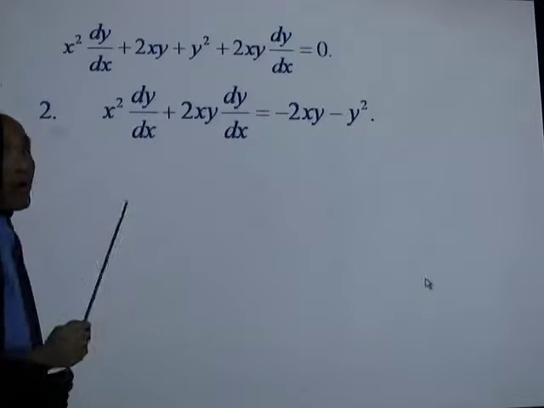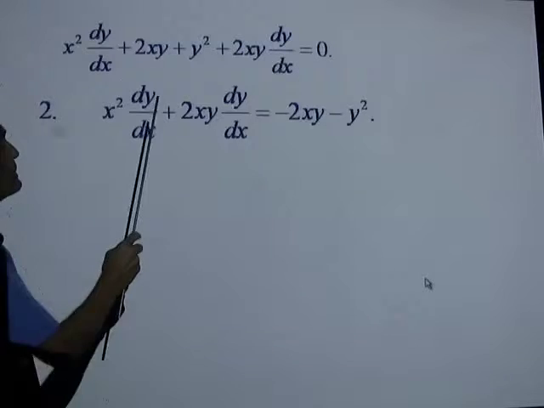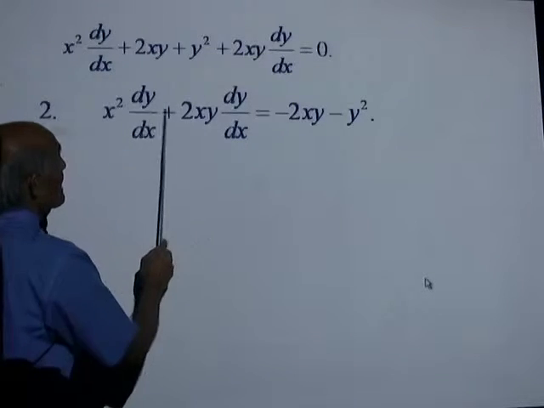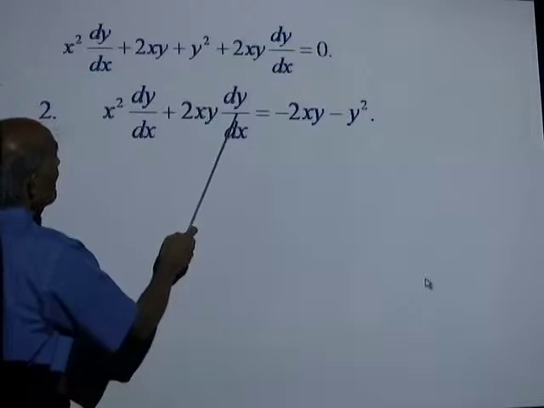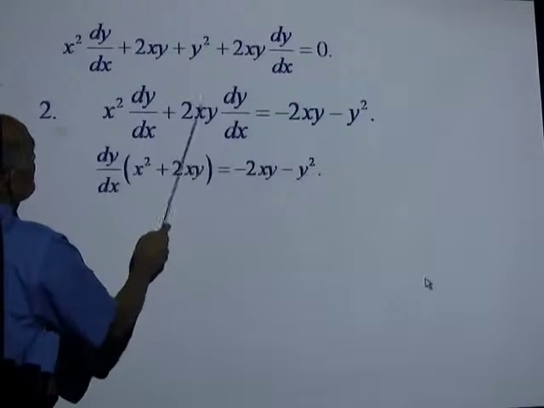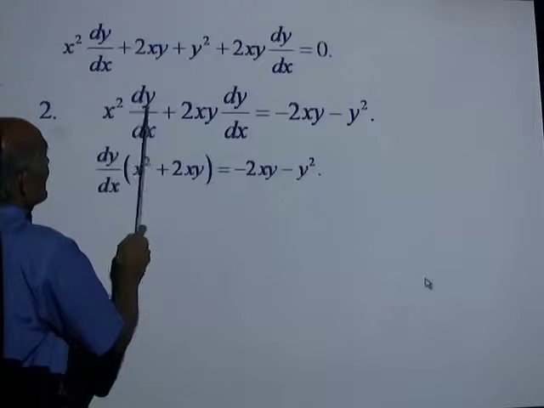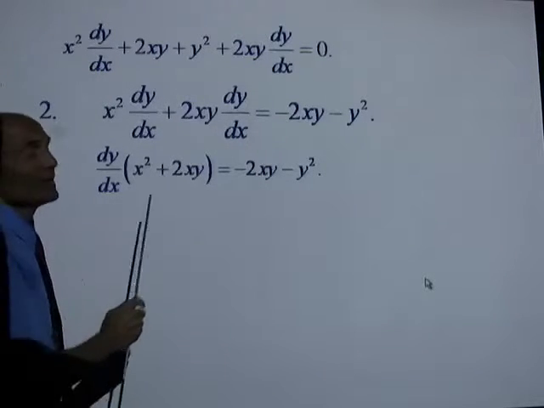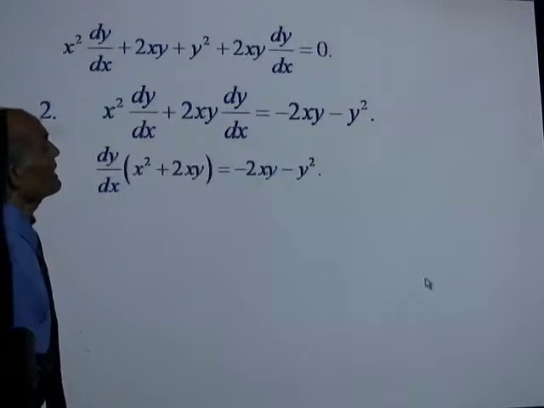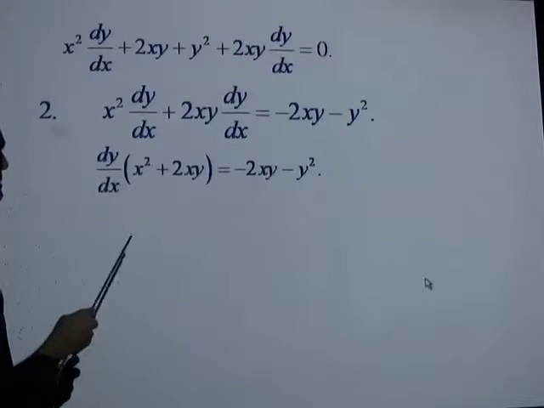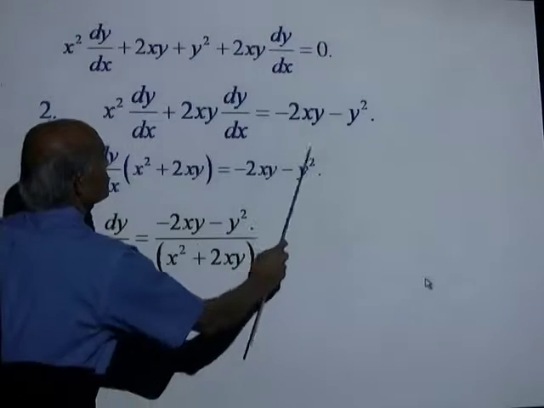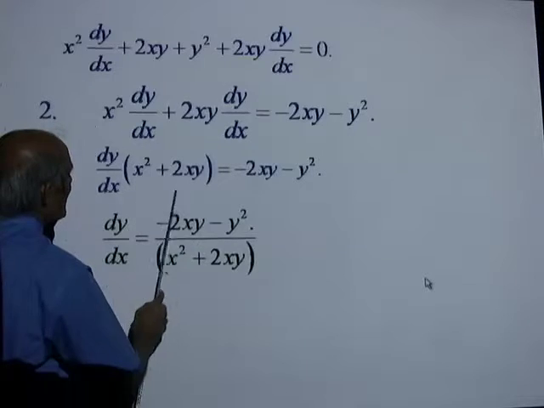And now we need to solve for dy by dx. That means first factor out the dy by dx. dy by dx is common in these two terms, so factor it out first. That will be dy by dx times x squared plus 2xy equal to negative 2xy minus y squared. Alright, what do we need? We need to solve for dy by dx. So dy by dx equals the right hand side divided by this quantity.